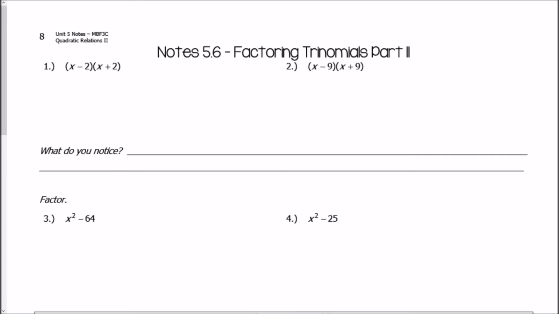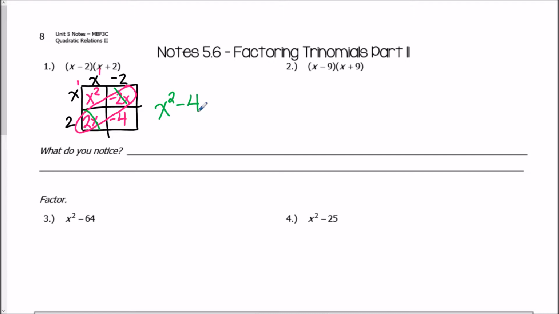So we'll use the box for the first one, and then we'll use FOIL for the second one. You can do either one, whichever method you like better. It's totally up to you. So I'm going to put x minus 2 here and x plus 2 here. And x to the power of 1 times x to the power of 1 is x to the power of 2. X times negative 2 is negative 2x. 2 times x is 2x, and 2 times negative 2 is negative 4. So when I put these two together, this 2x and this negative 2x completely cancel each other out. So I end up getting x squared minus 4.